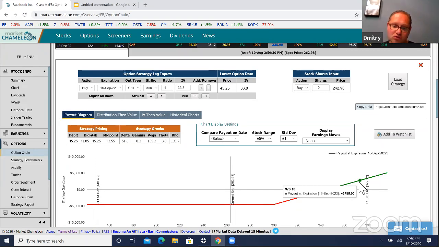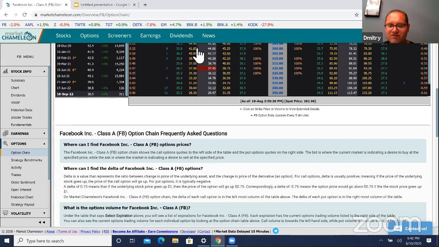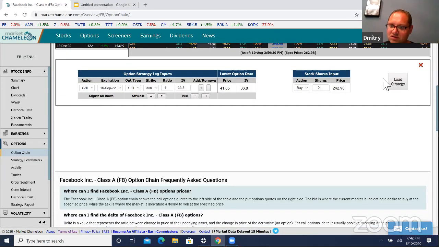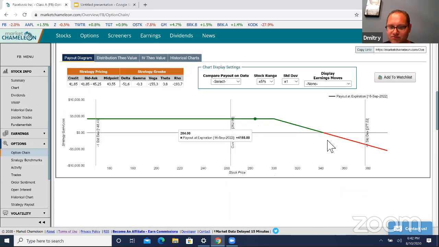Now, the person who sold it would have the flip side of that. It would look in reverse. Actually, if you want, I could show you how that would look. Definitely. Let's say you sold it at 41.85. So we sold it, we own the stock, we sold it. Let's take a look at that strategy. So you see how that looks in reverse.